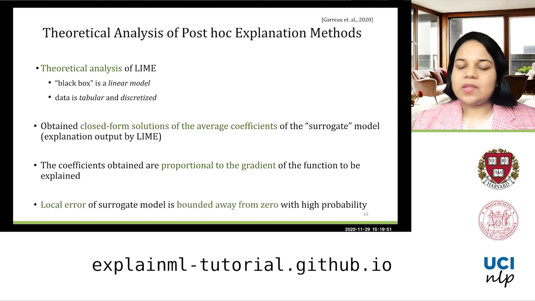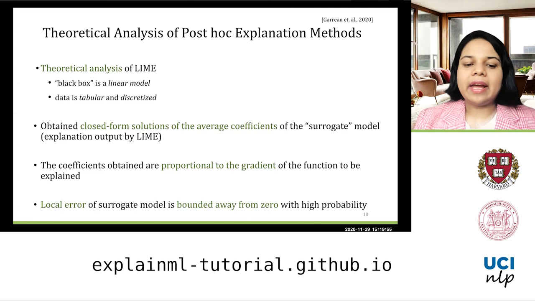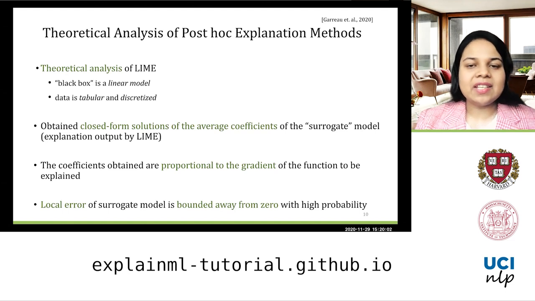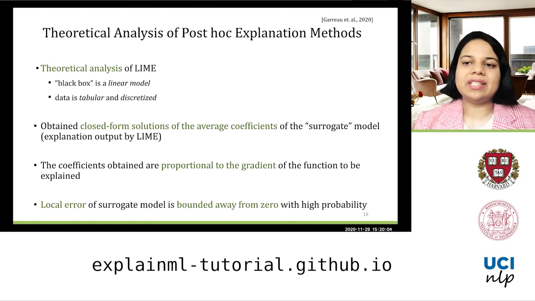And lastly, and this is not so much of a good news, they also demonstrate that local error of surrogate model or explanation is bounded away from zero with high probability, indicating some issues with the fidelity of explanations generated by LIME in the context that they choose or work with.